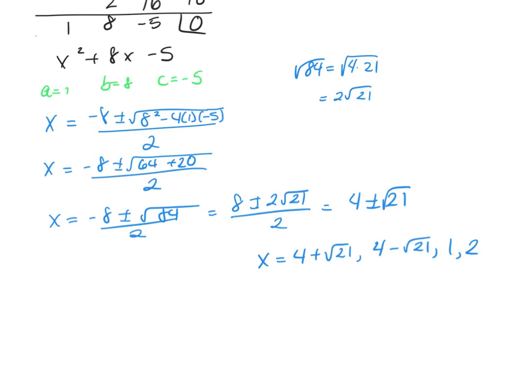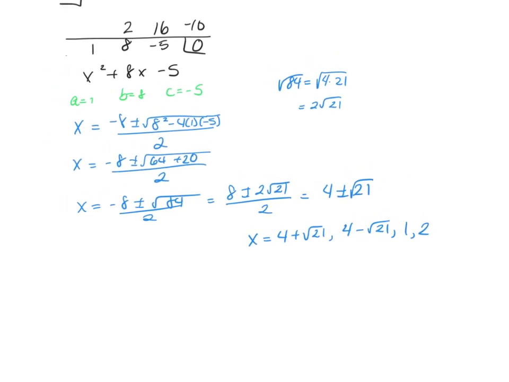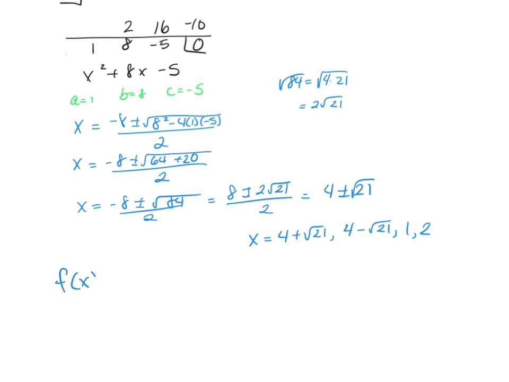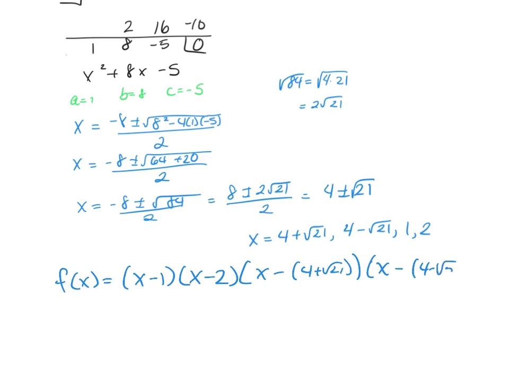My factors then, when I take this and I factor my original polynomial, it is going to factor into x minus 1, x minus 2, x minus the quantity negative 4 plus the square root of 21, and x minus the quantity negative 4 minus the square root of 21. And that's my linear factorization. 2 of those are not nice, but that is my linear factorization.